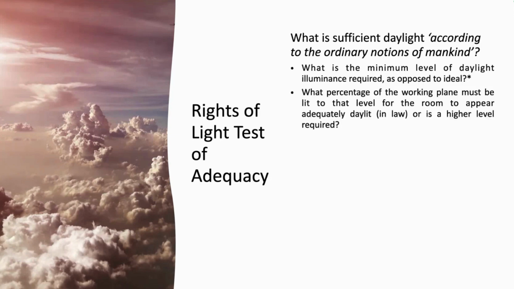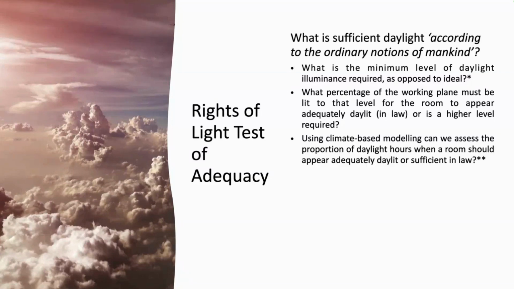So what's the minimum level of daylight illuminance required as opposed to the ideal? We're not dealing with the research that you might have done on what is the ideal level. We're dealing with what is the absolute minimum for ordinary use. And what percentage of the working plane has to be lit to that level or more in order for the room to appear adequately lit. And this is adequately lit in law, and remember the quote at the beginning.